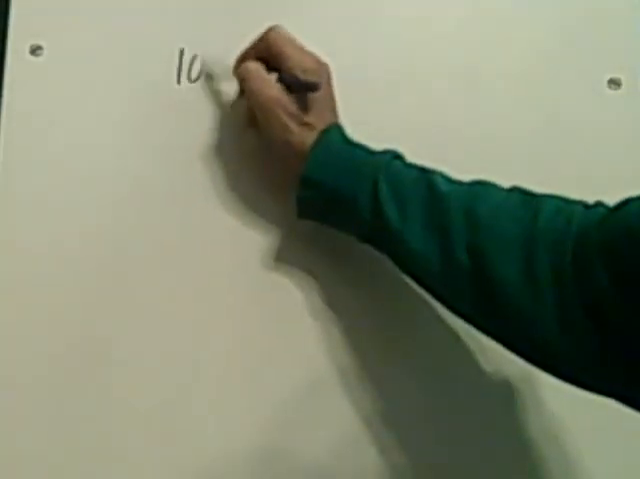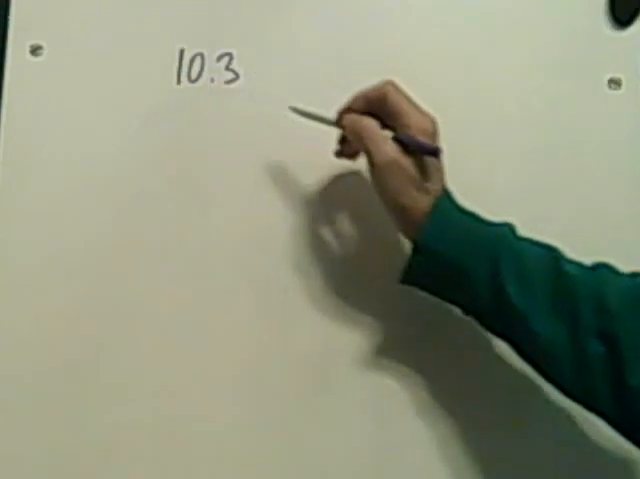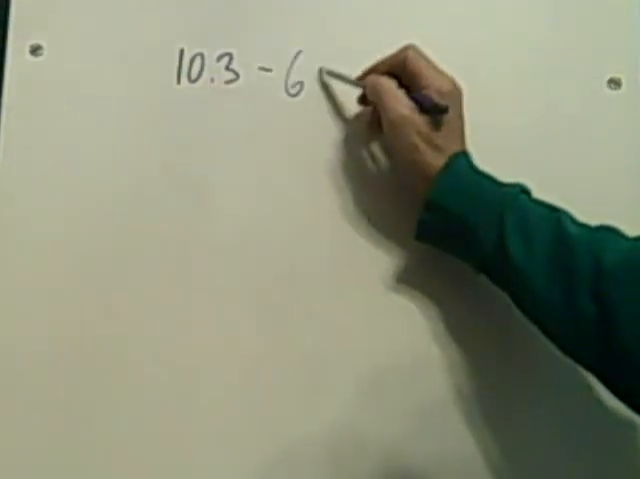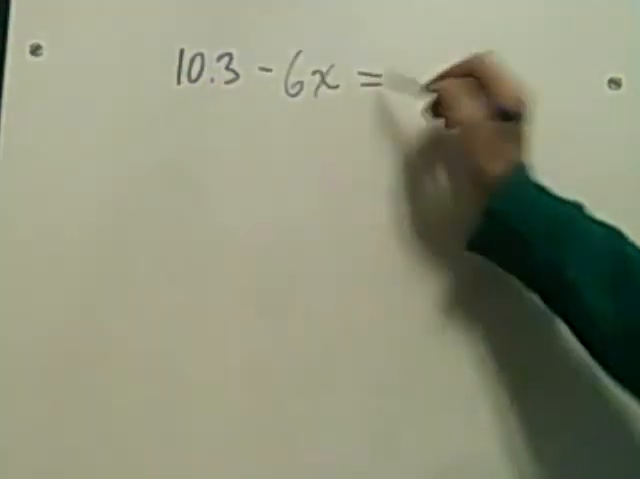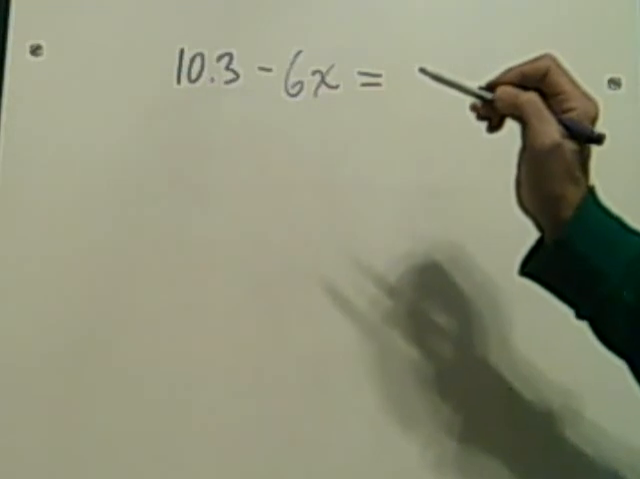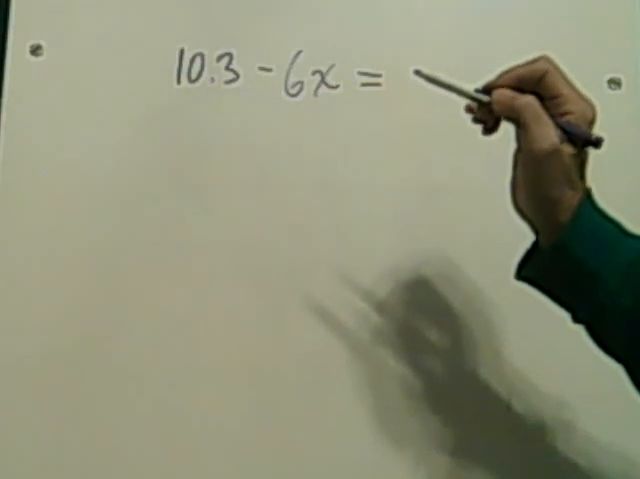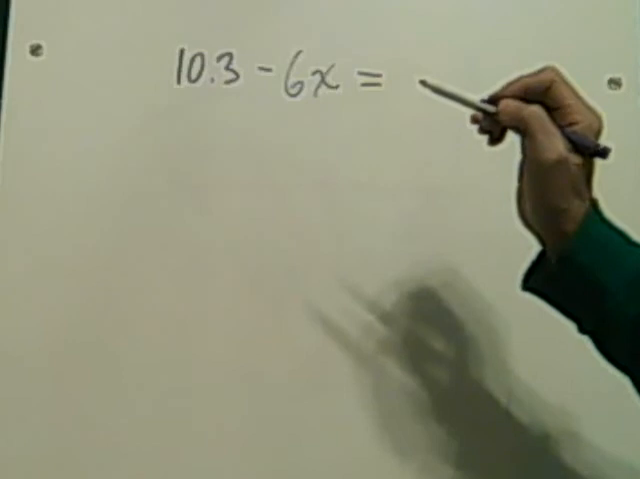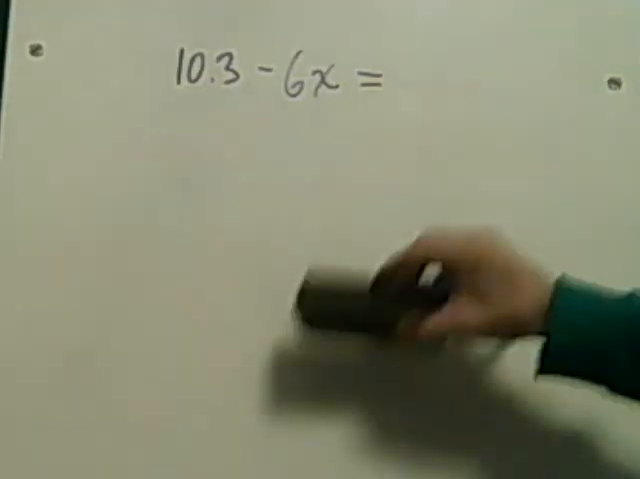Now we'll go to the next one. Let's see, that was number 18. Now we're going to go to 22. 10.3 minus 6x. Oh, this looks very similar. Equals, oh, I guess that was the one we just did. I'm sorry, my problem. On to 26.